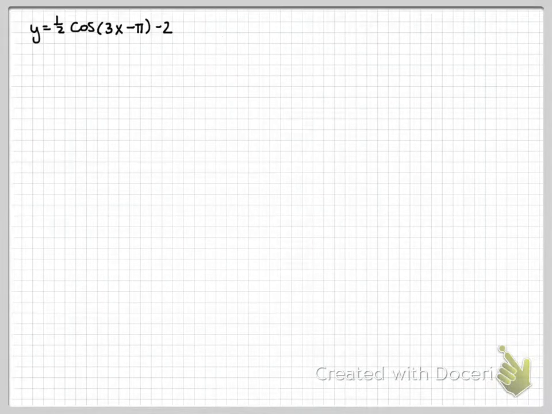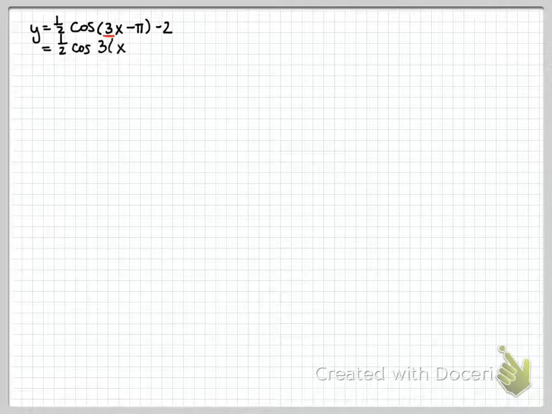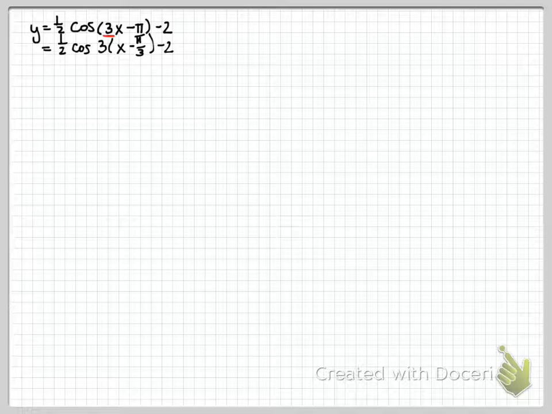Okay, so let's go to the second example, which is y equals 1/2 cosine quantity 3x minus pi minus 2. In this case, we do have a value in the parentheses that we need to factor out, so let's factor that out before we do anything else. I'm going to factor that 3 out, and that's going to give me x minus pi over 3, minus 2. Now we still do the same thing. We have our a value. Now b is 3. We have our c, which is pi over 3, and we have our d, which is negative 2.